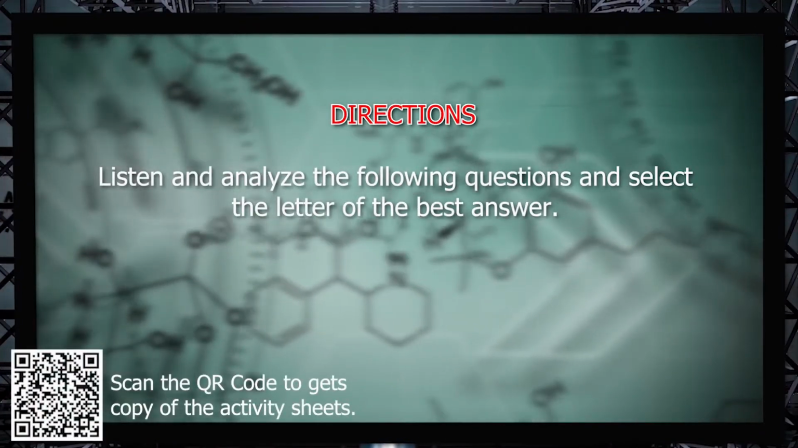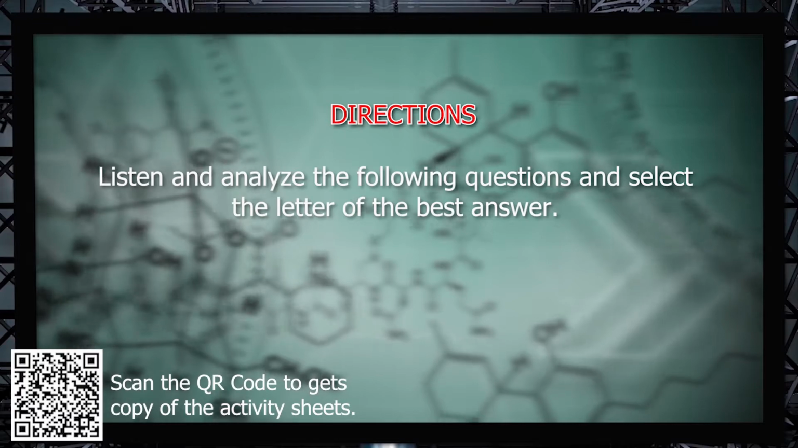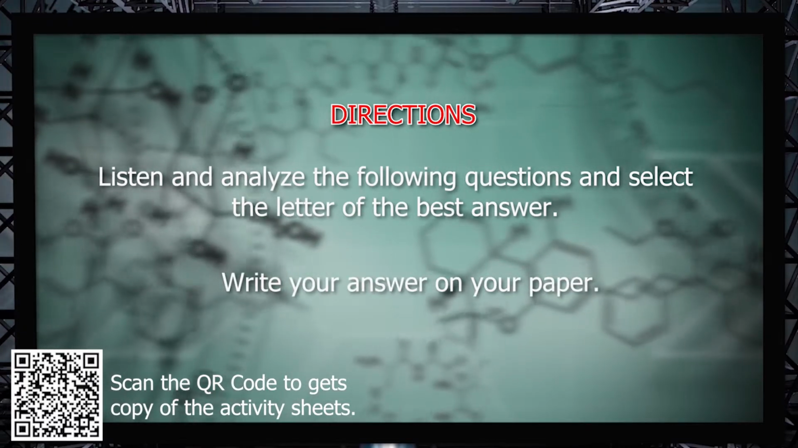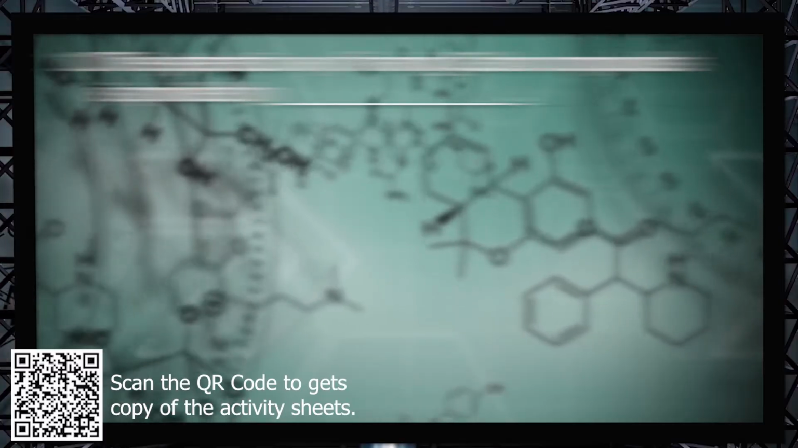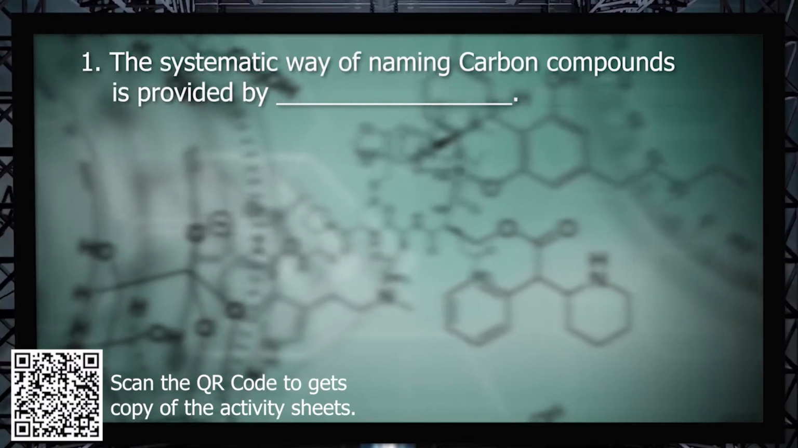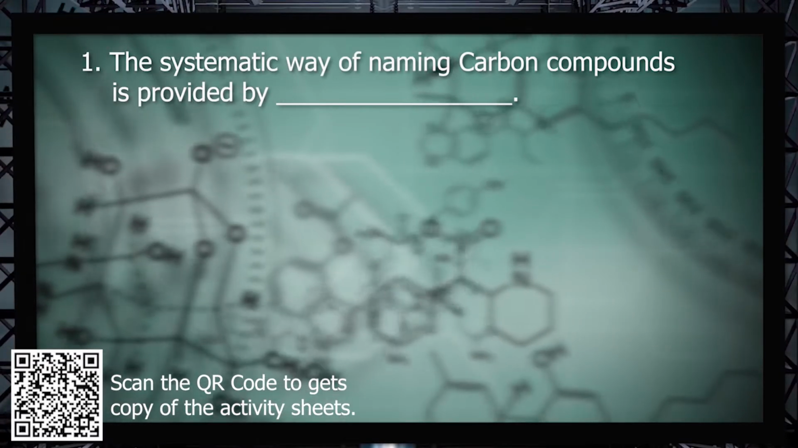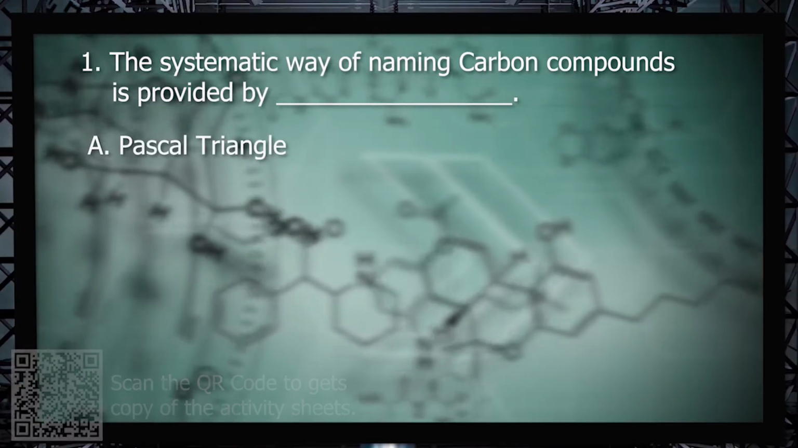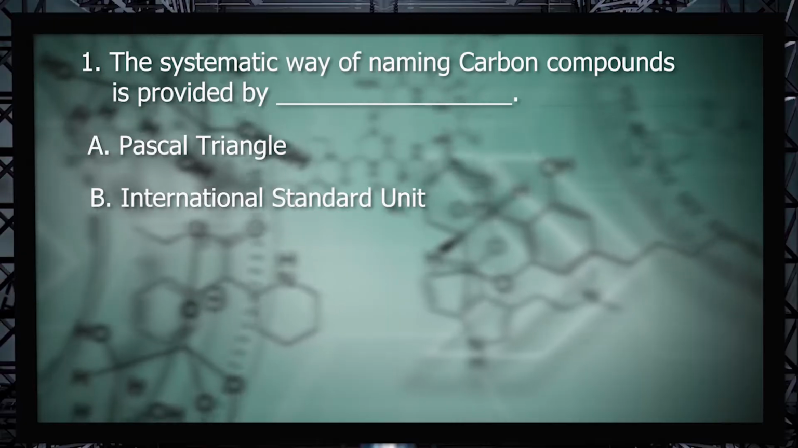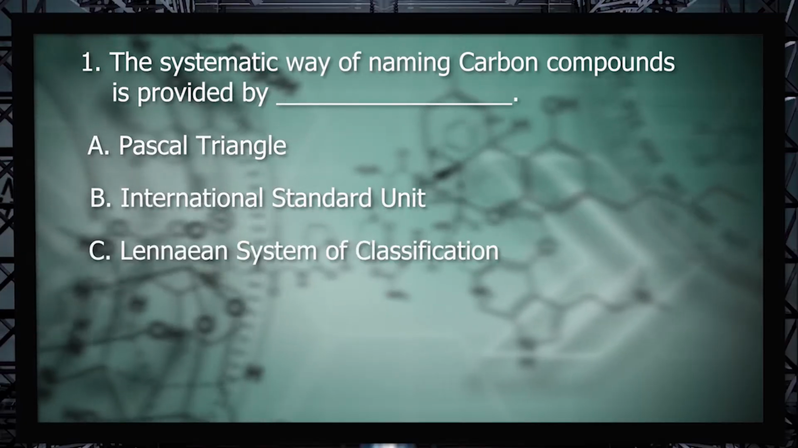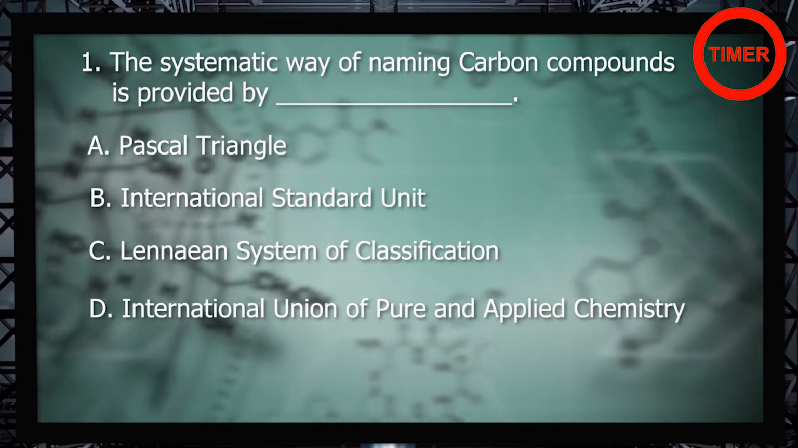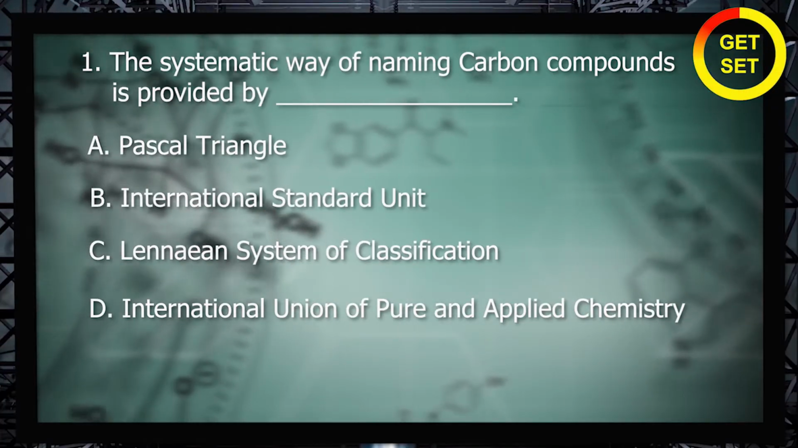Directions. Listen and analyze the following questions and select the letter of the best answer. Write your answer on your paper. Number 1. The systematic way of naming carbon compounds is provided by A. Pascal triangle, B. International Standard Unit, C. Linnaean System of Classification, and D. International Union of Pure and Applied Chemistry.